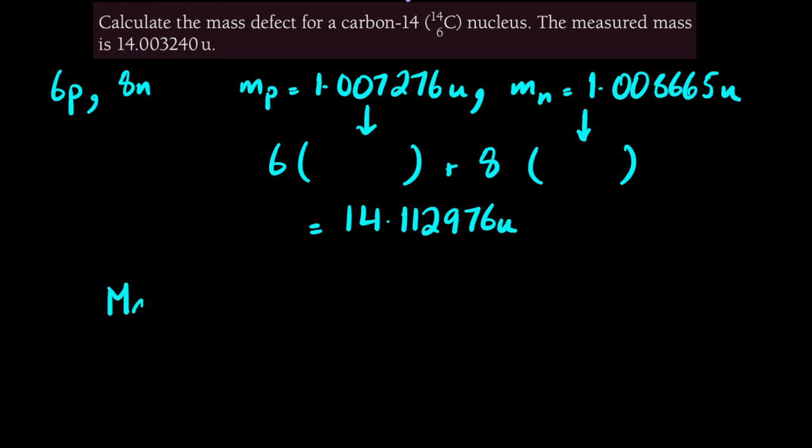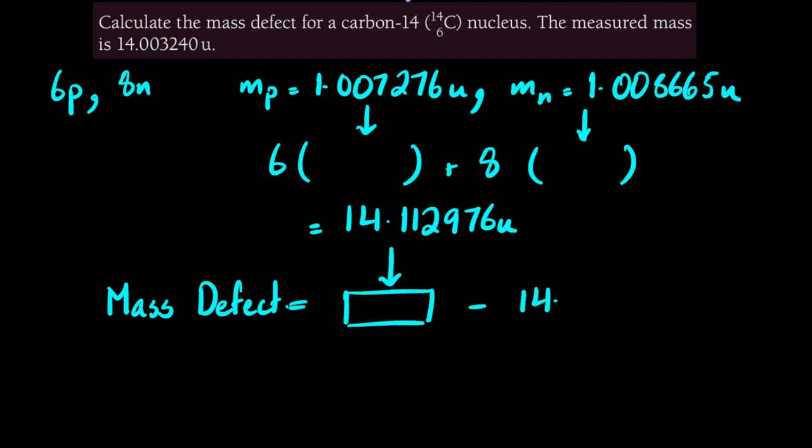So for the mass defect, what we'll be doing is just subtracting this and this mass, subtracting this from this. So let me write those here. So this minus 14.003240 U. So this turns out to be 0.109736 U.